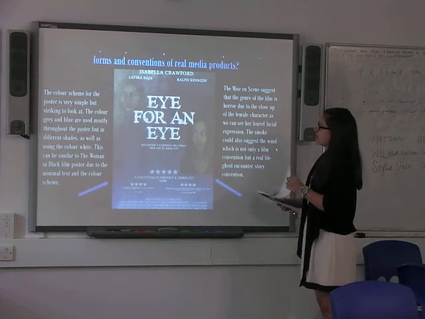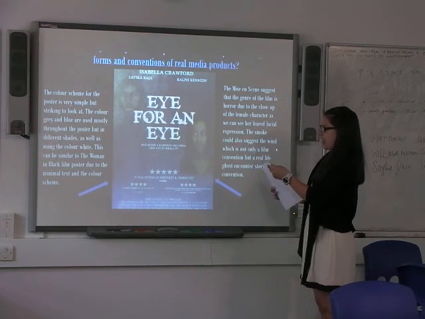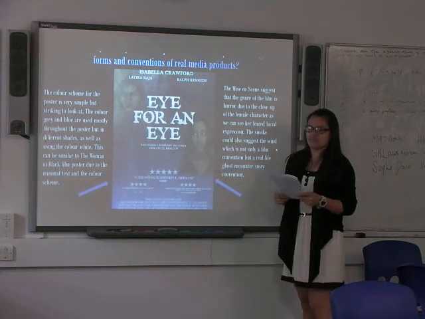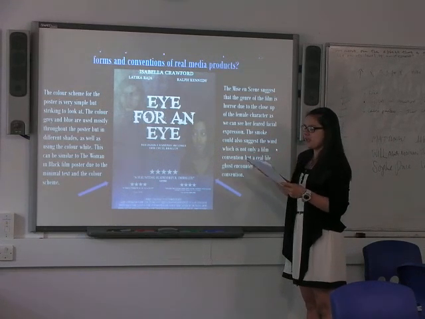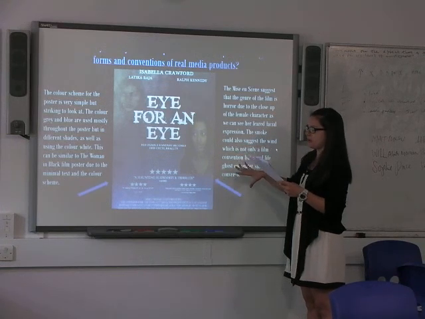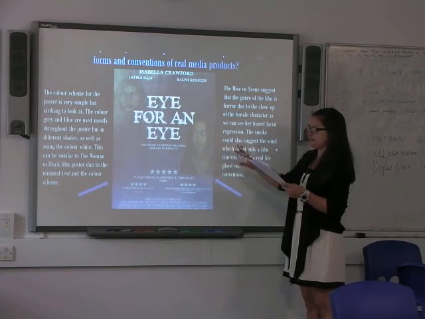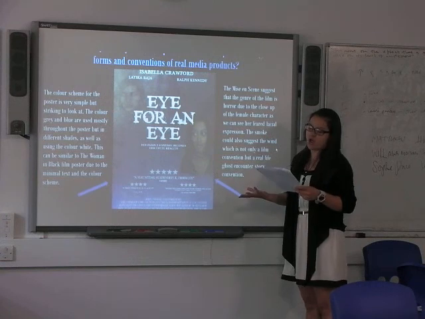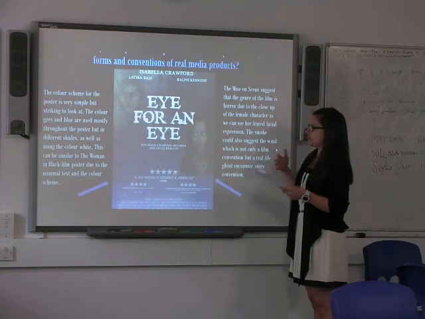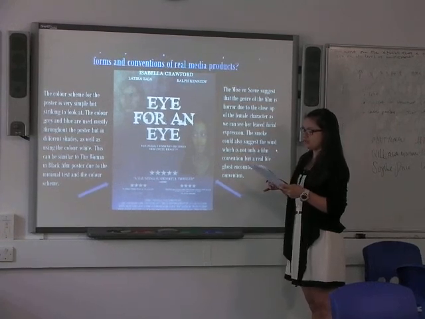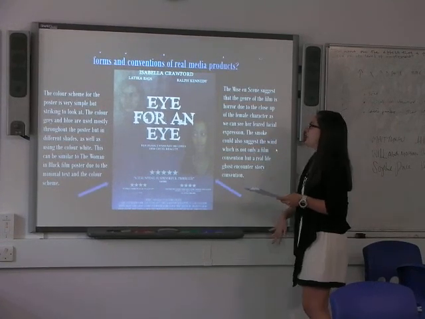In terms of forms and conventions, looking at my poster, the colour scheme is very simple, however it is striking to look at. The colours of the grey and the blue are mostly used throughout the poster, but in different shades, as well as using the colour white. This is similar to the Woman in Black poster, as I got inspiration from this, due to the minimal text and the colour scheme as well.